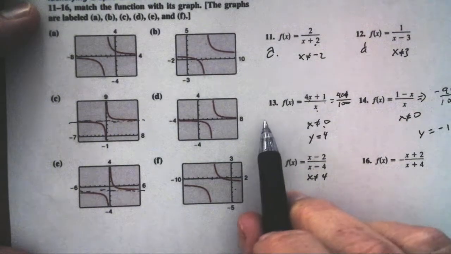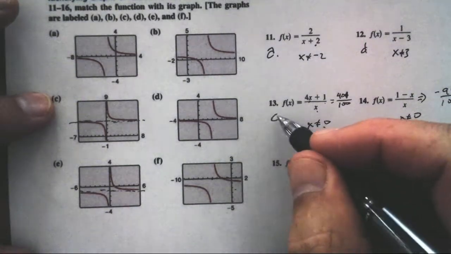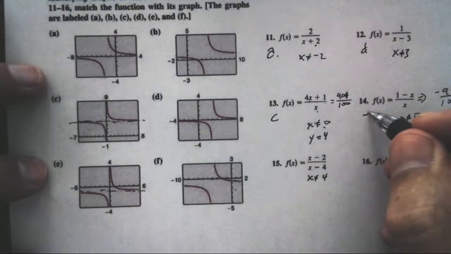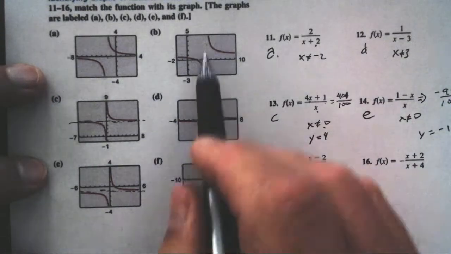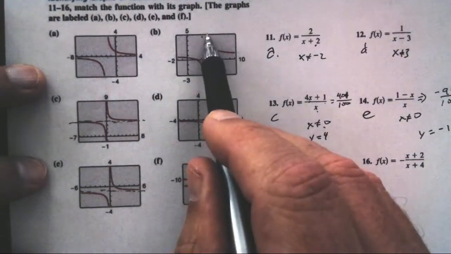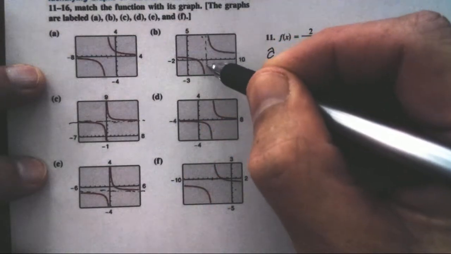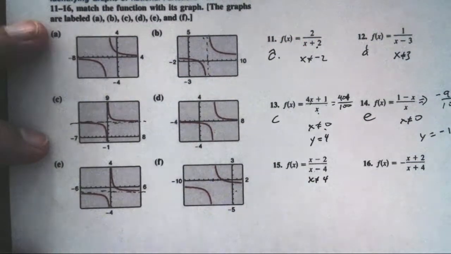Let me go back and answer 13 and 14 then. I'm sorry, 13 we decided was C. 14 we decided was E. X may not be 4, but now hopefully we understand we can kind of confirm that horizontal asymptote as well.